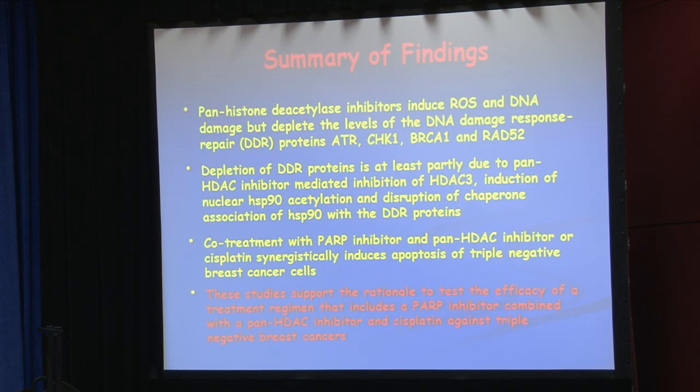And co-treatment with PARP inhibitor and pan-HDAC inhibitor or cisplatin synergistically induces apoptosis of triple-negative breast cancer cells. And these studies support the rationale to test the efficacy of an in vivo treatment regimen that includes a PARP inhibitor combined with a pan-HDAC inhibitor and cisplatin against triple-negative breast cancers.